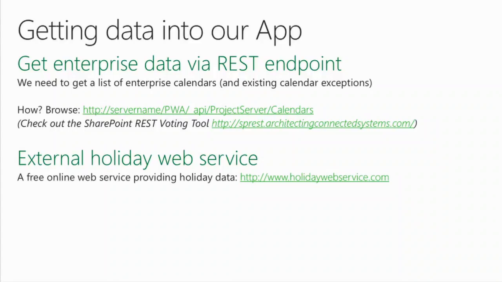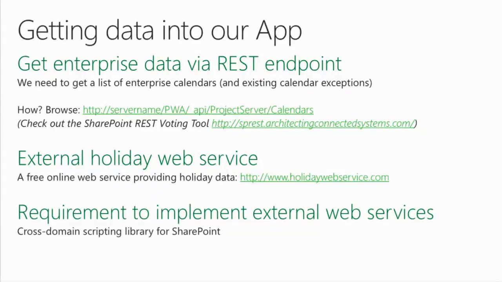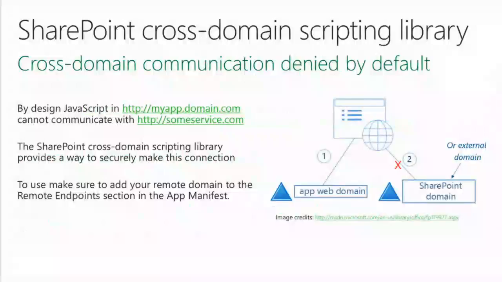Okay, so we're going to talk to that web service. We're going to pull down some data. But in order to do that, there's a really important thing that we need to talk about first. There's a big requirement. It's called the cross-domain scripting library. And the reason for that is because of a thing called XSS, cross-site scripting vulnerabilities. So JavaScript has had to adapt to basically stop this particular attack.